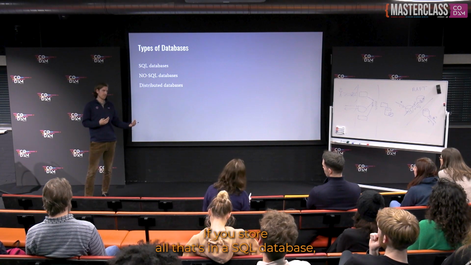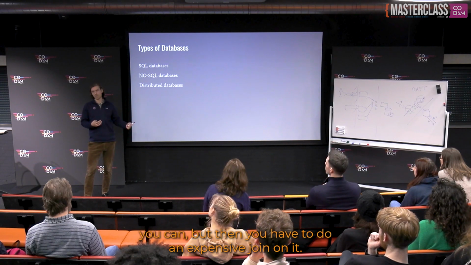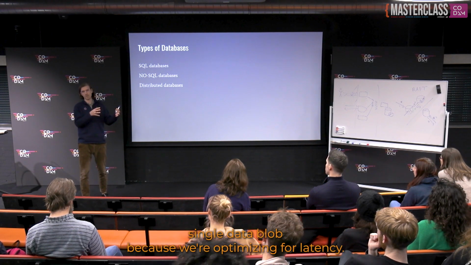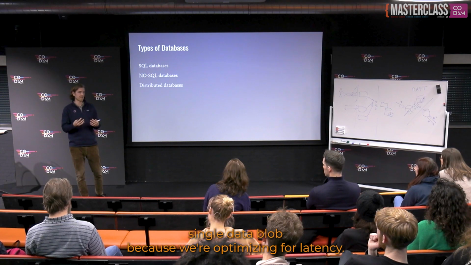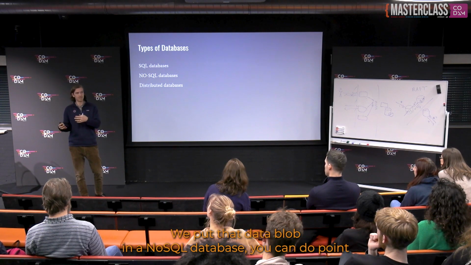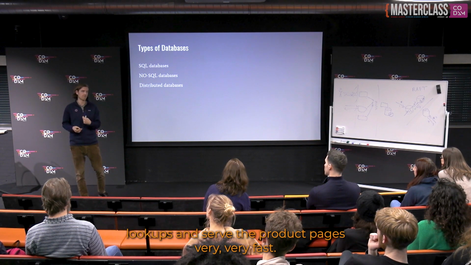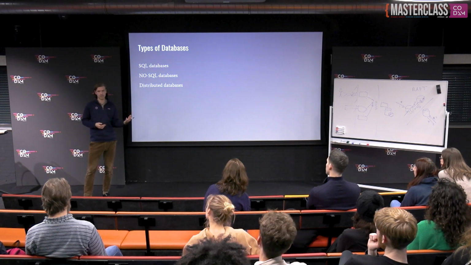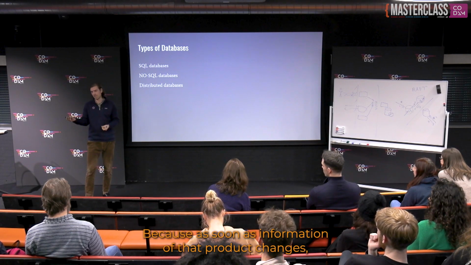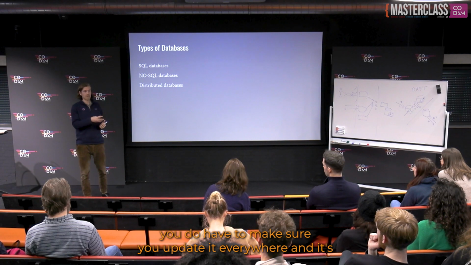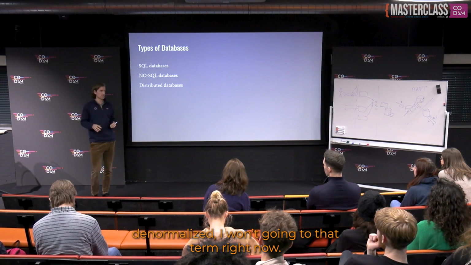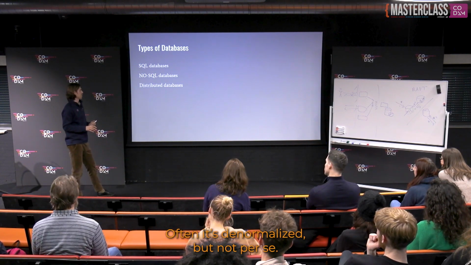If you store all that in a SQL database, you can, but then you have to do an expensive join on it, right? So instead, what you would do is put all of it into one single data blob, because we're optimizing for latency in that case. We put that data blob in a NoSQL database. You can do point lookups and serve the product pages very, very fast. You can already imagine the problem that arises, right? As soon as the information of that product changes, you have to make sure you update it everywhere. And it's denormalized. Won't go into that term right now, but often it's denormalized, not per se.